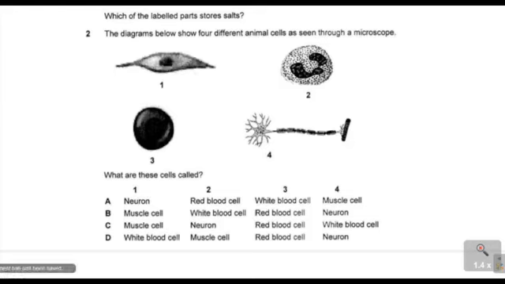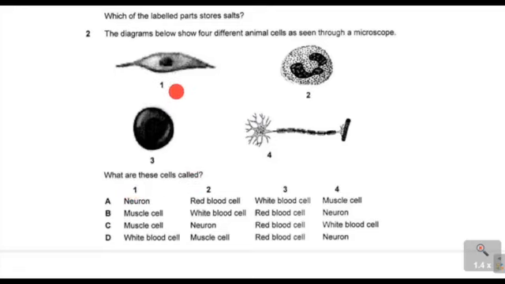All right, so this is our second question right here. The question reads, the diagrams below show 4 different animal cells as seen through a microscope. So we have diagram 1, diagram 2, diagram 3, diagram 4. These diagrams are presenting animal cells. The question reads, what are these cells called?